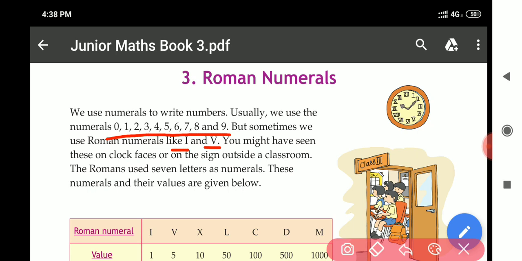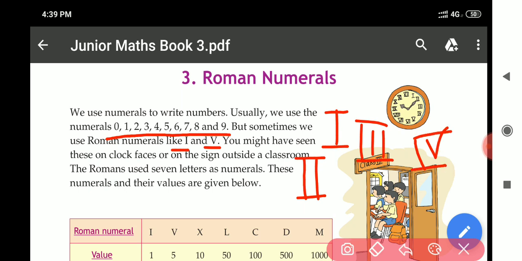In your school, you have seen that outside the class it is written first, class second it is written second, third it is written third, fourth it is written fourth, and five it is written five. So these are the Roman numbers which denote the numbers. Now, which numbers we show by Roman numbers and how we write Roman numbers, that we have to learn. Okay?